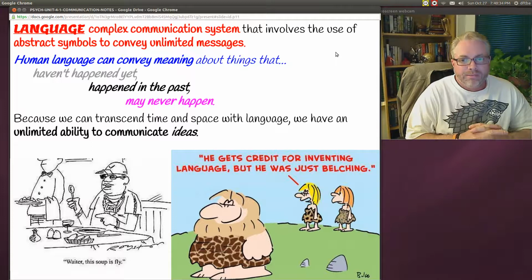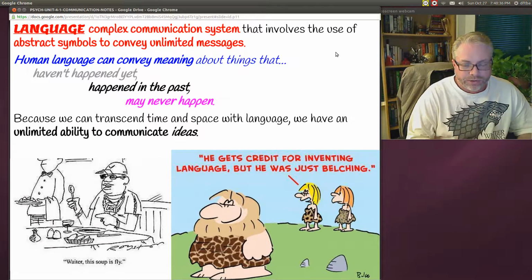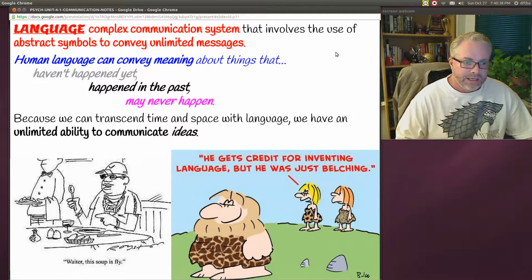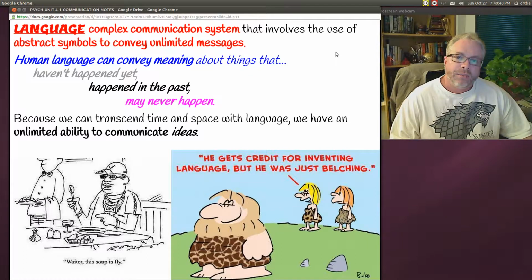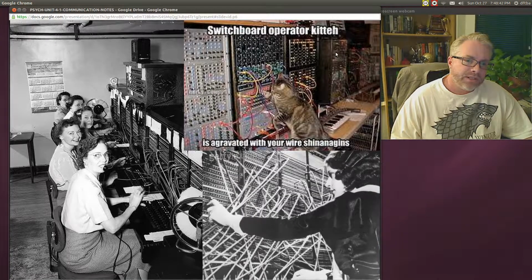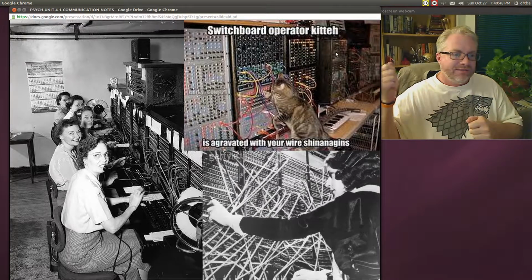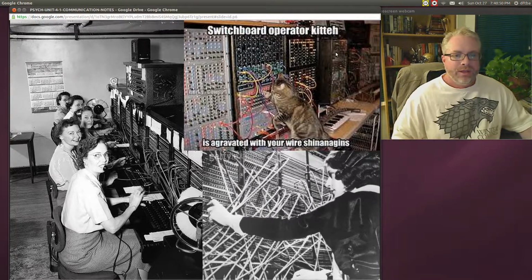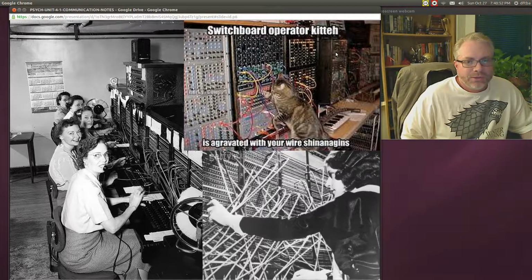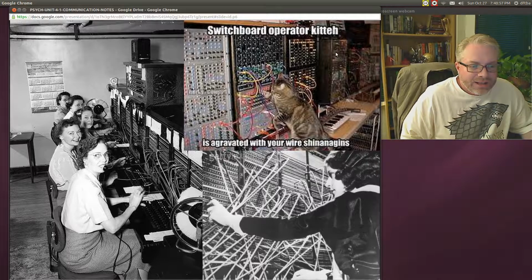Other mammals and other animals on this planet do not have the ability to communicate in this complex of fashion. So this makes us special. These switchboard operators in the past are trying to connect people with the proper place, and switchboard operator kittens aggravated that you're with your wire shenanigans.